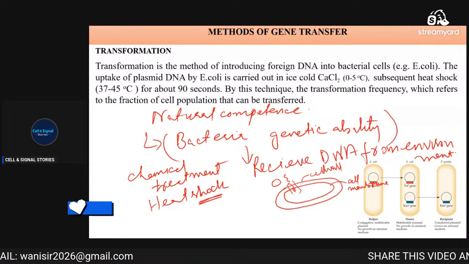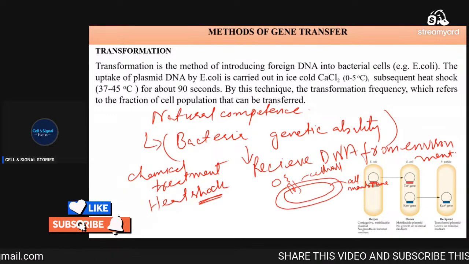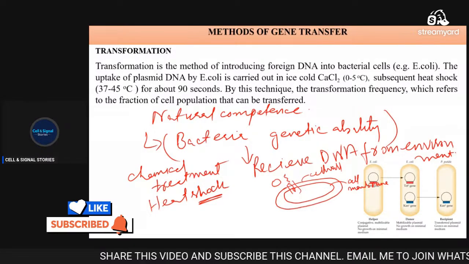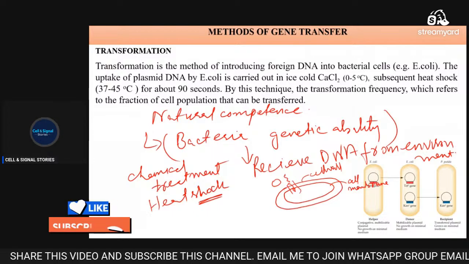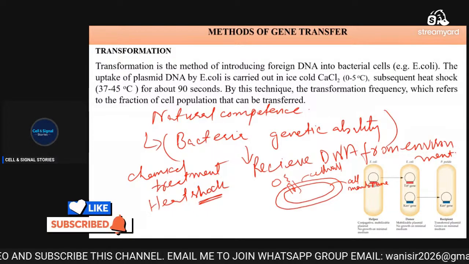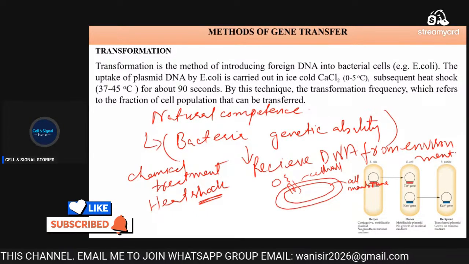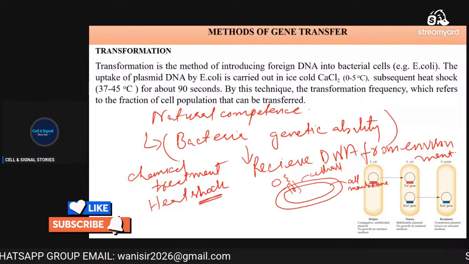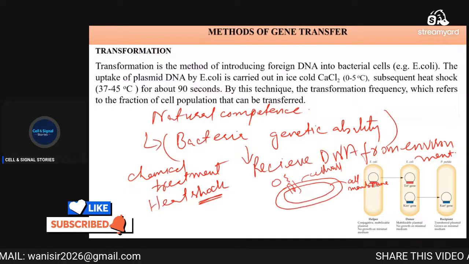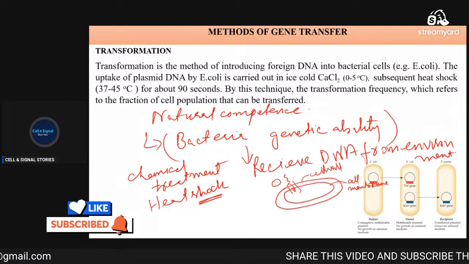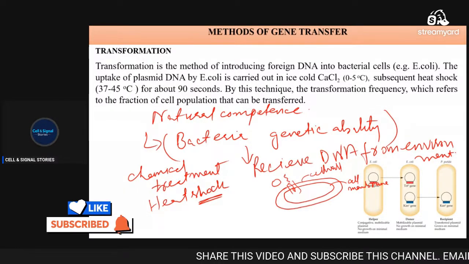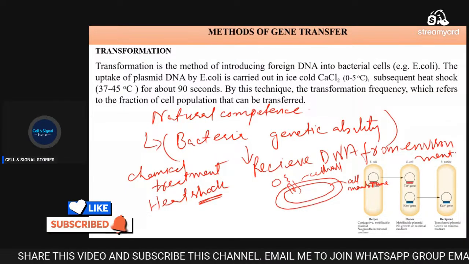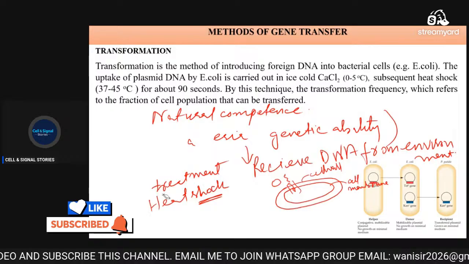What is the example of this natural competence? It is Griffith's experiment, where you have seen that when Griffith grew heat-killed pathogenic bacteria and non-pathogenic bacteria together, the non-pathogenic bacteria became the pathogenic type. Natural competence has been reported in many bacterial strains like Bacillus subtilis, Streptococcus pneumoniae, Neisseria gonorrhoeae and Haemophilus influenzae. So there are types of bacteria that have natural competence.